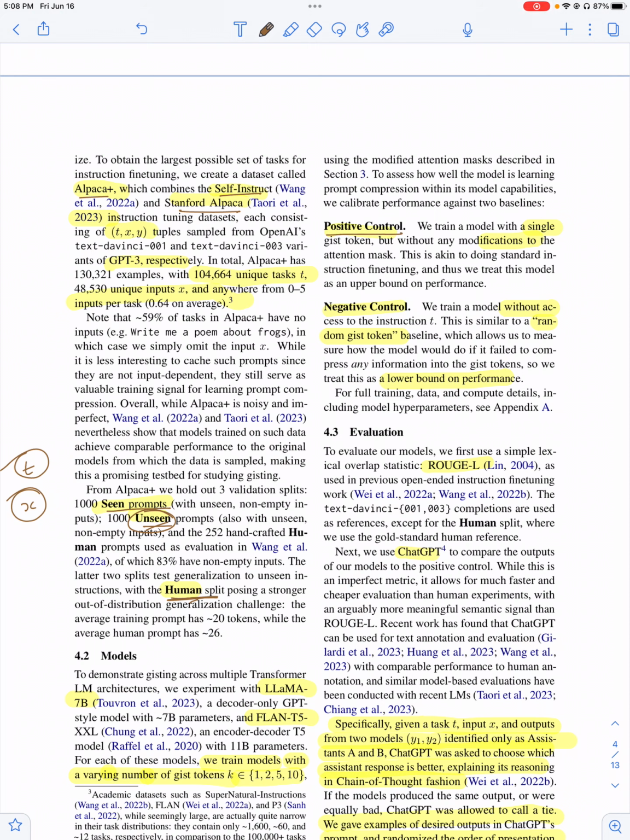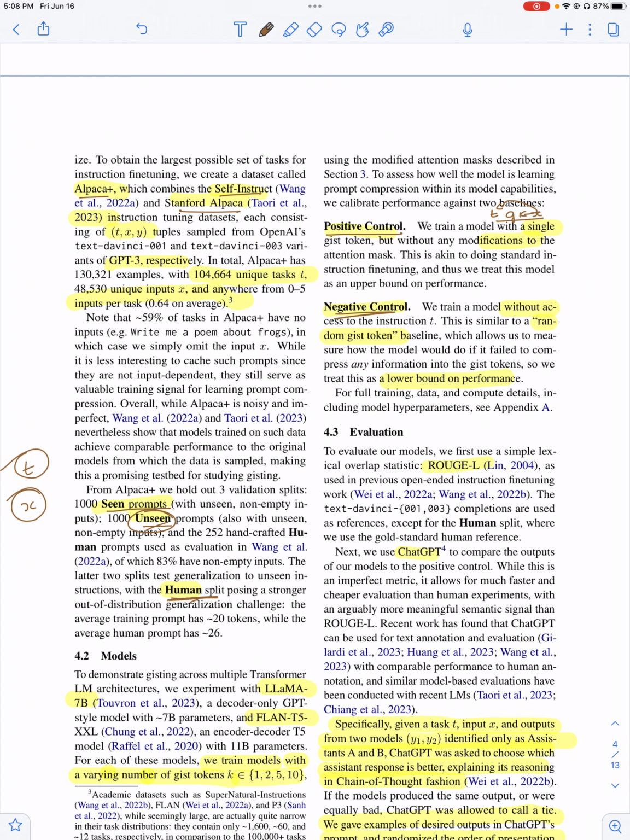This is if you had the prompt and you had one gist token and you had the input, but you don't restrict the attention mask at all. As in the input can pay attention to the prompt as well as to the gist token, right? So that's the positive control. This is almost like not having the gist token and just learning from the prompt.